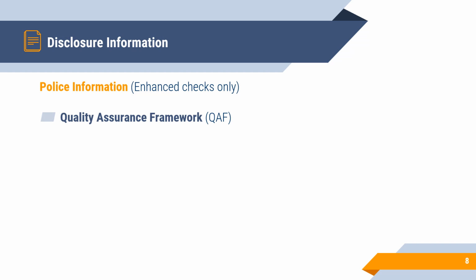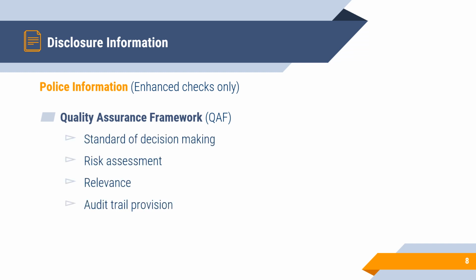The objective of QAF is to deliver a standard process and audit trail across all police disclosure units in the UK when considering information for disclosure in accordance with Section 113B4 of the Police Act. QAF is the agreed standard for decision-making, risk management, relevance considerations and audit trail provision.